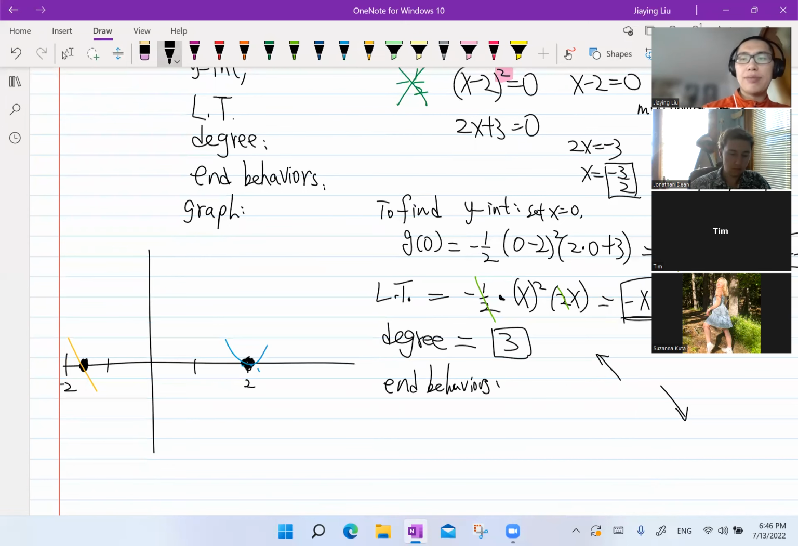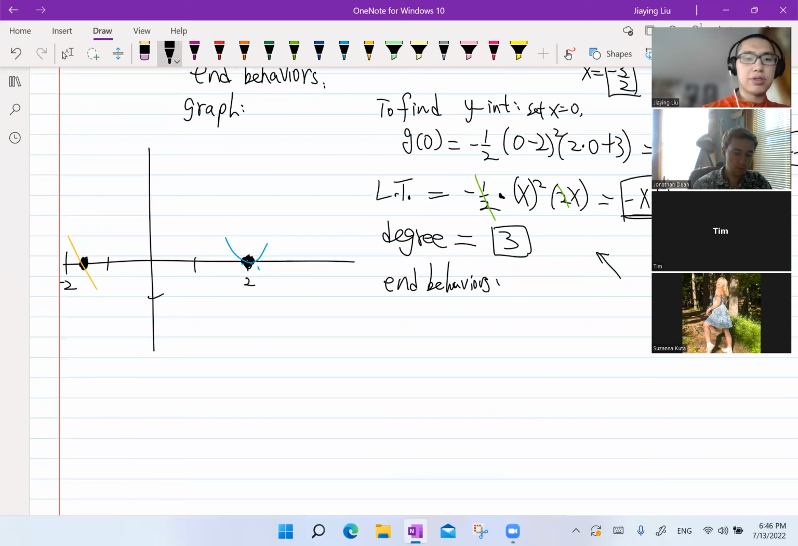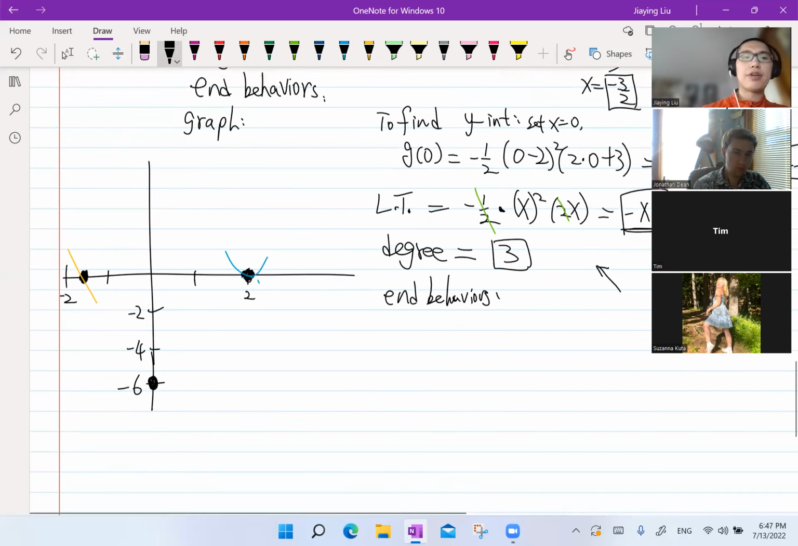All right, y-intercept, we found out that's going to be -6. So -2, -4, -6. So that's going to be here. And the end behavior is left side is going to go up, right side is going to go down. So it looks like this.